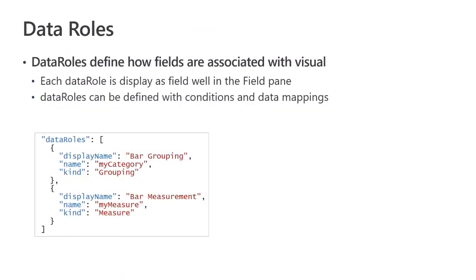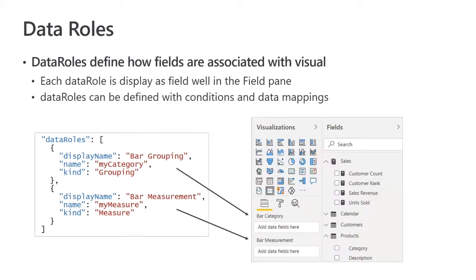So let's start with data roles. Let's say I wanted to create a bar chart. I create two data roles, bar grouping and bar measurement. When you create a data role, you are creating a well in the visualizations list that someone can then take either a measure or a column and drop it into. You'll also note there is this idea of a type, or I should have called it type, but they call it kind. So grouping means column, and obviously measure means measure.